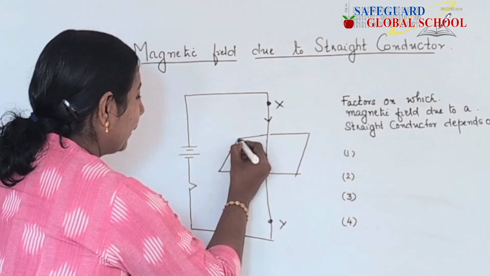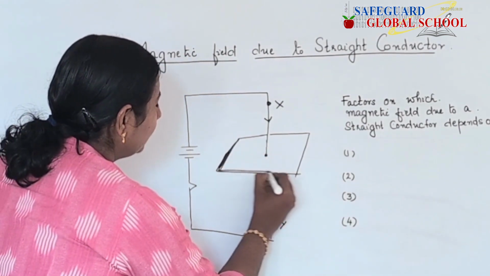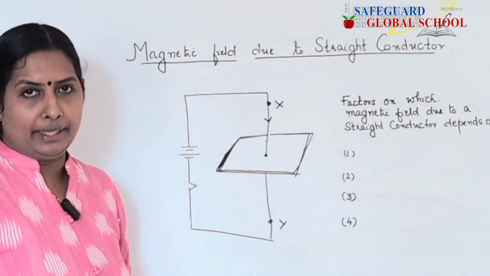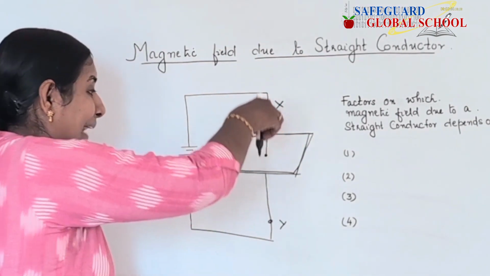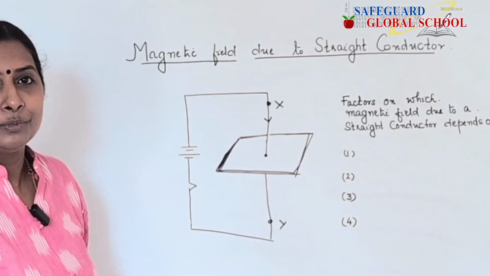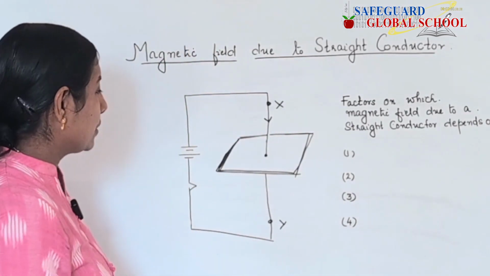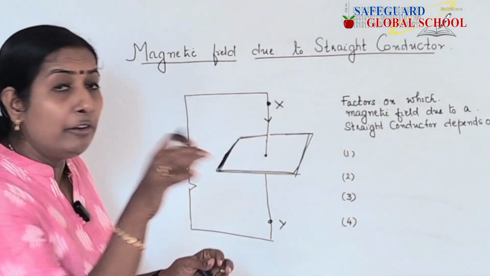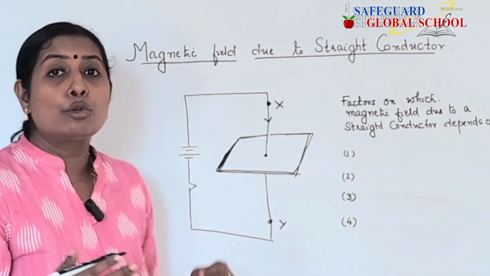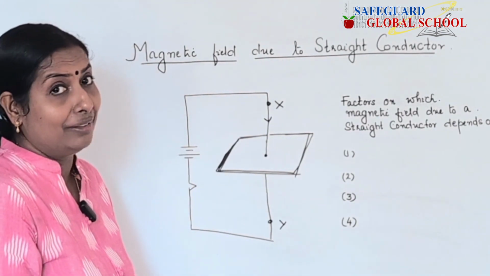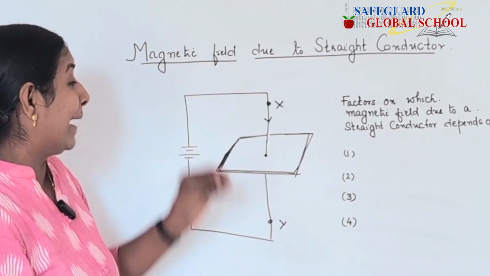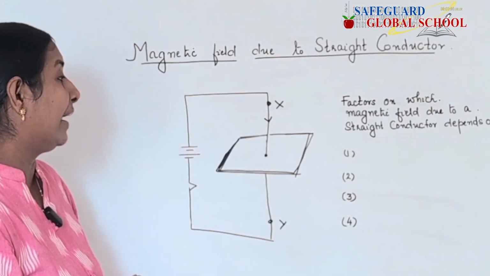So, we have put a hard board whose plane is perpendicular to the conductor. That means if the conductor is like this, the plane is like this. Before switching on the circuit, we smear some iron filings on this cardboard. Then when we switch it on, we know that associated with every current carrying conductor there is a magnetic field. According to this magnetic field, the iron filings get arranged.